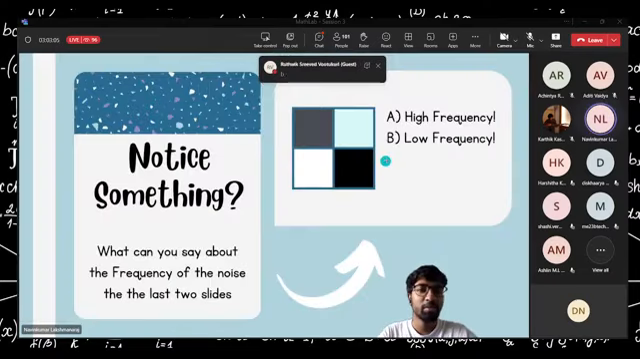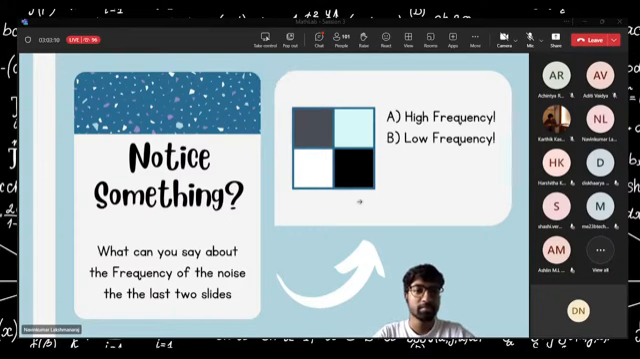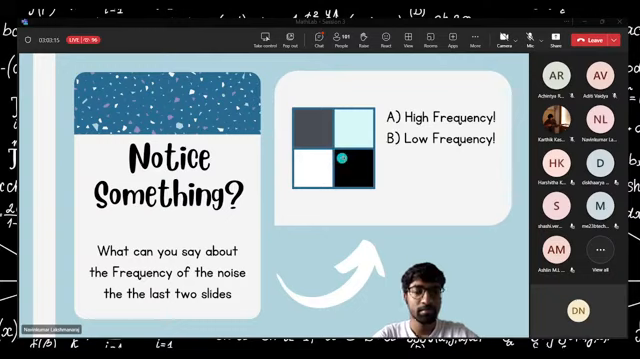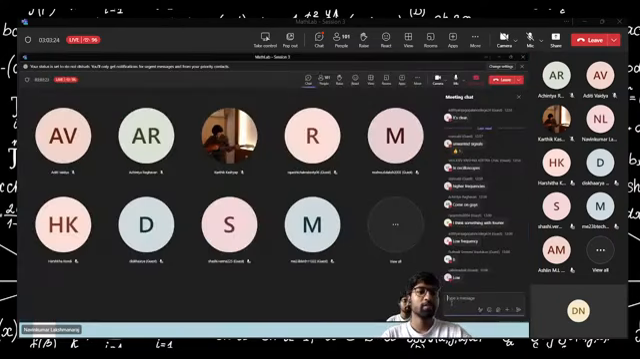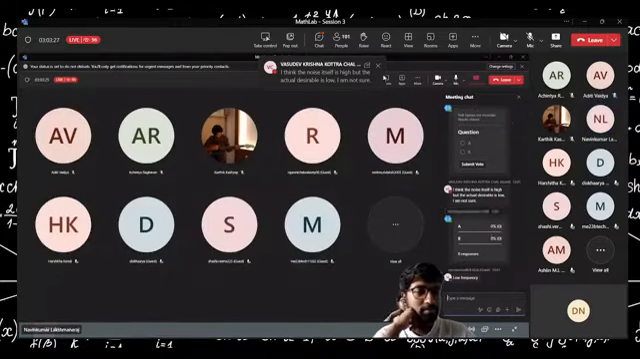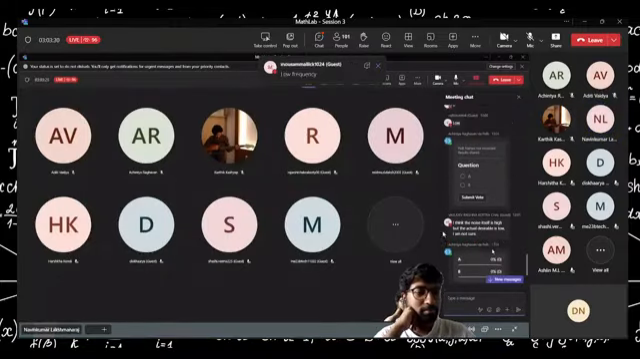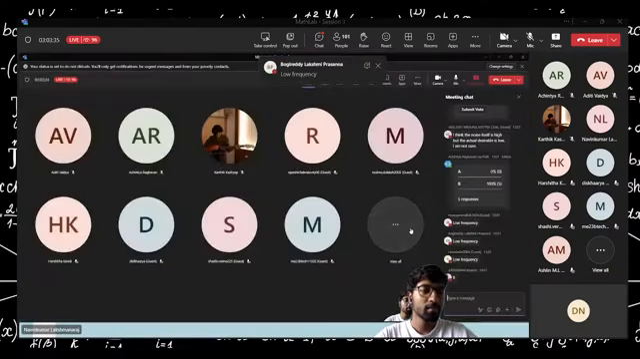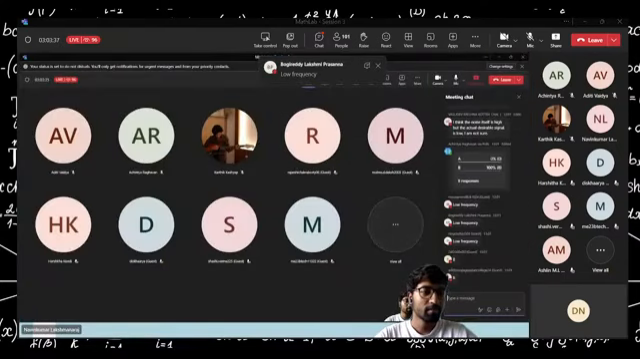Chat mode, so you guys can put polls if you want to. All right. It seems B as well.